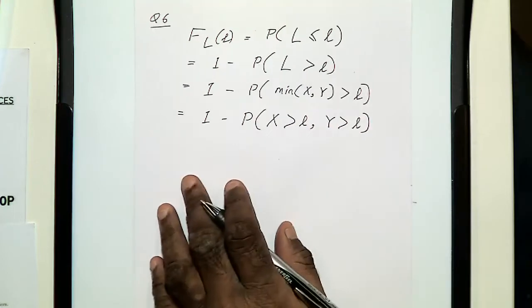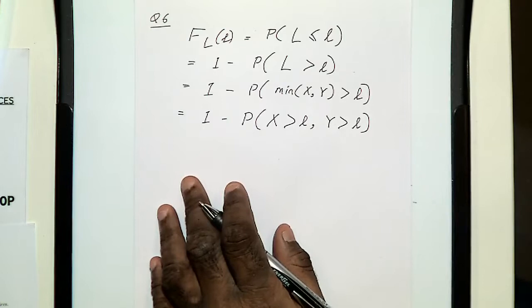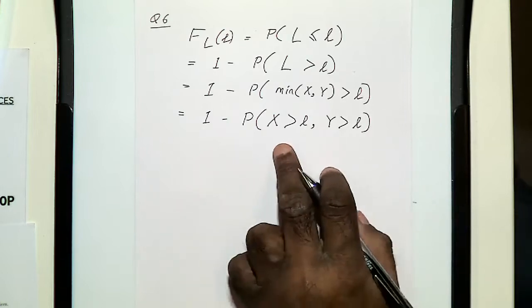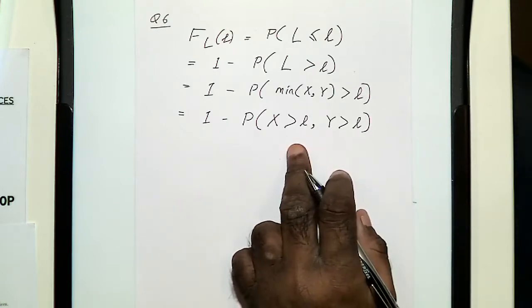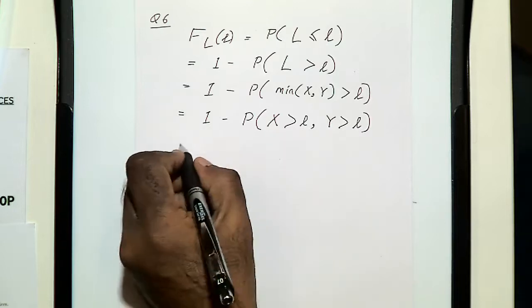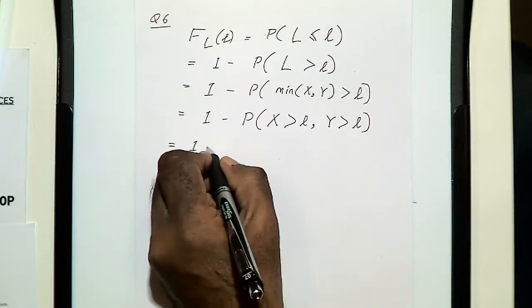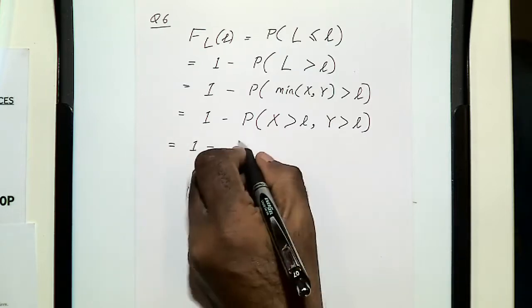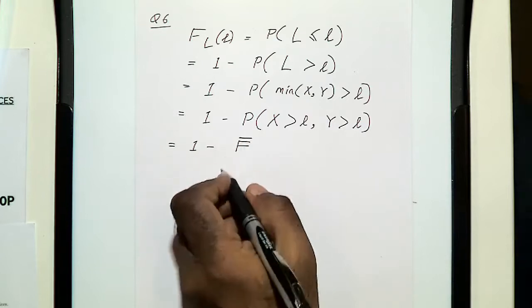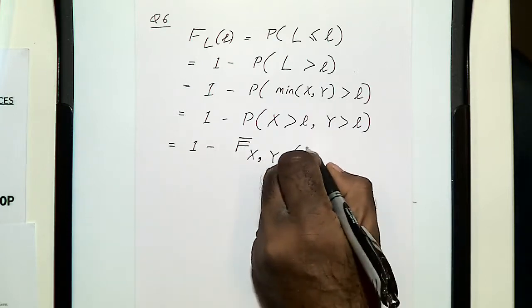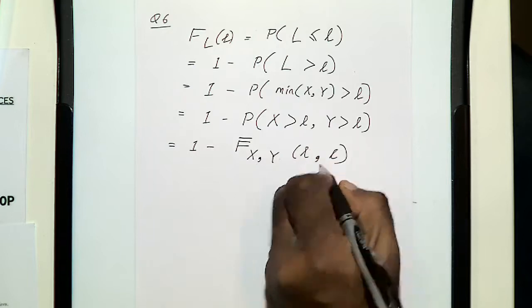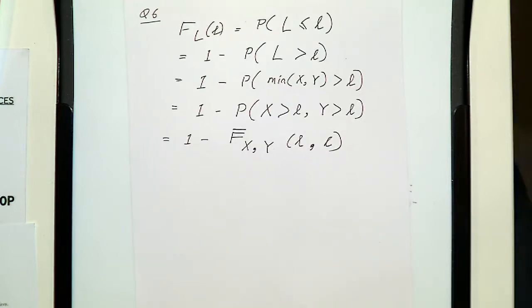Now, if you were in the review session on Wednesday, you will realize that this probability here is the definition of the joint survival function, right? So basically, what you have here is F bar at l comma l. You follow? I mean, did you look at the review session on Wednesday? You will see that.